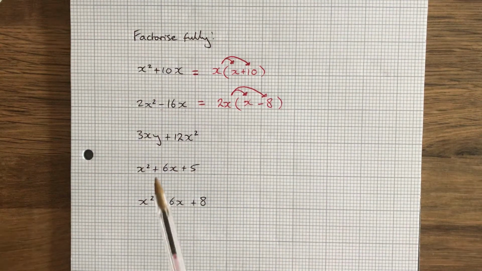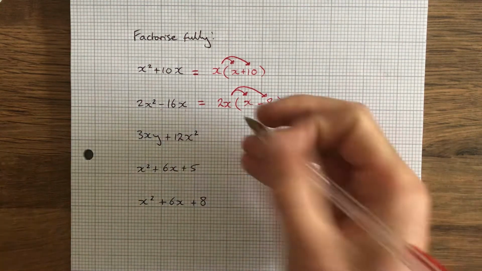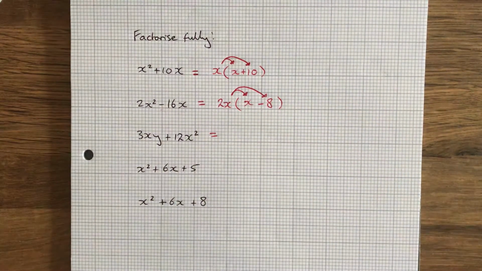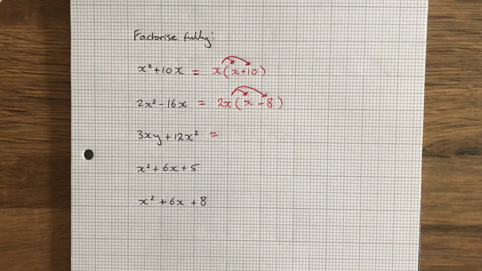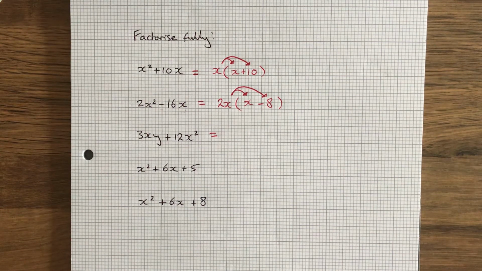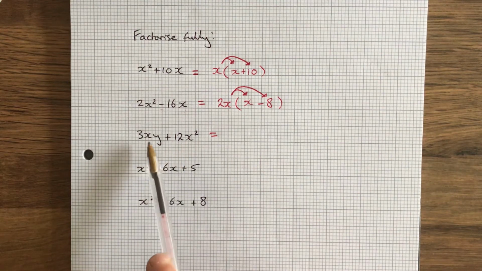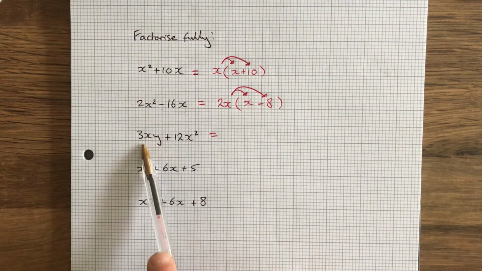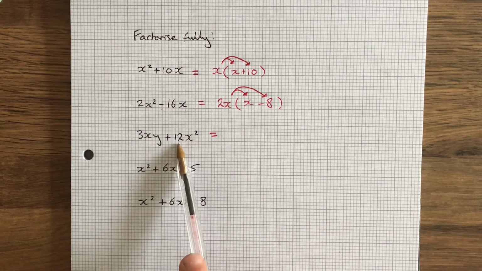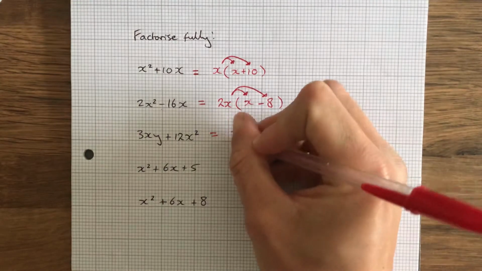Okay. For the next one, we've got 3xy plus 12x squared. Here we have got 2 variables. We've got an x and we've got a y. We've also got an x squared term here. We haven't got a constant. We cannot factorise into 2 brackets. This is still only one bracket. Let's look at what is a factor of both of these 2 terms. So 3 is the biggest factor of 3 and 12.